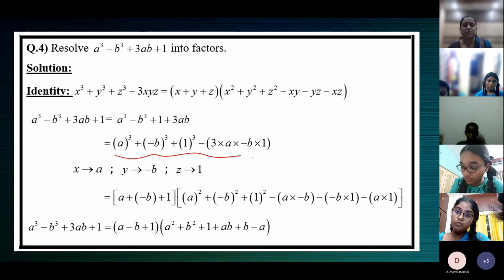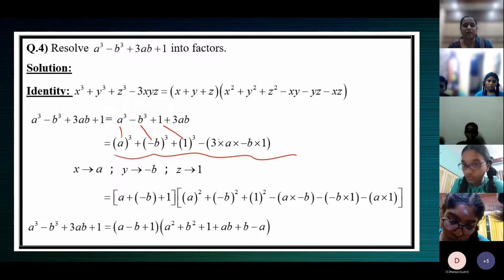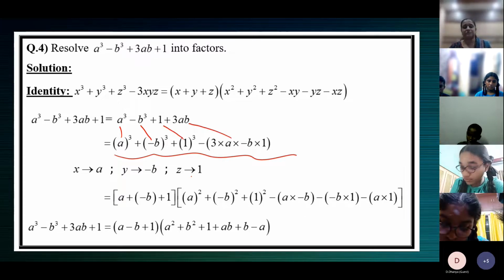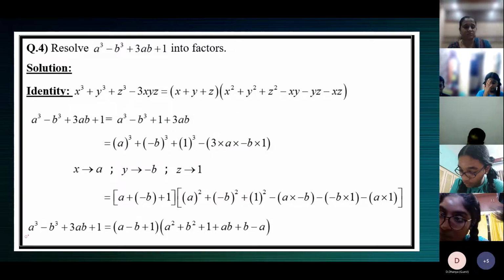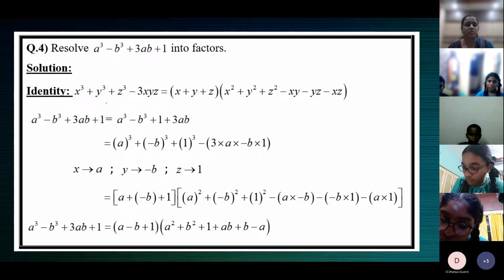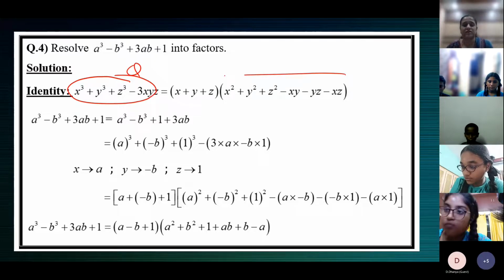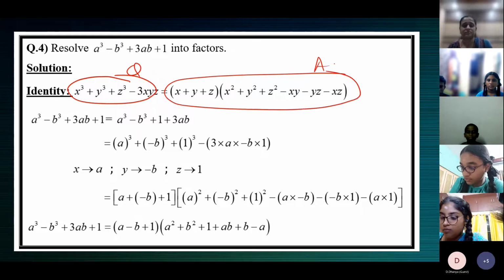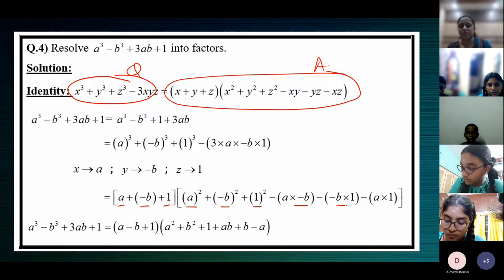Now, when you simplify all this, you will get a cubed minus b cubed plus 1 and plus 3ab. So once you show that the question is of this form, this is the question, and this is the answer. x plus y plus z, x square plus y square plus z square, minus xy minus yz minus xz.